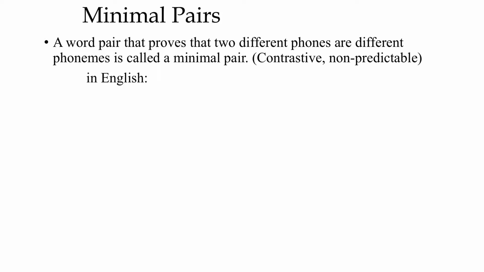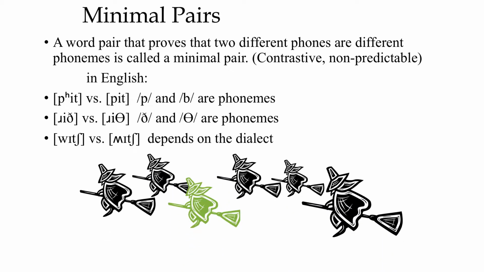We saw that a word pair which proves that two different phones are different phonemes is called a minimal pair. So this means we have two words that are the same in every way except that one sound is switched for another. And if it turns out that those two words, even though they're only different by one sound, have a different meaning, that's proof that those two sounds belong to separate phonemes. So let's look at some examples of this.